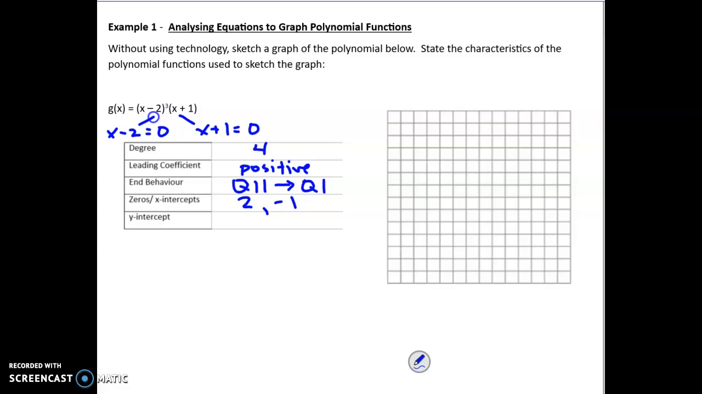The y-intercept is going to be a little trickier to come up with when it's in factored form. How do you always find a y-intercept? X to 0, right? X to 0. So what I'm going to have to do in this equation is set 0 in for my x's.